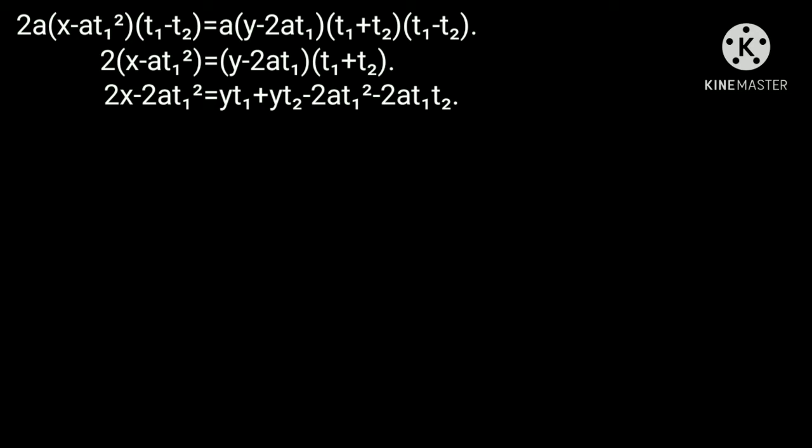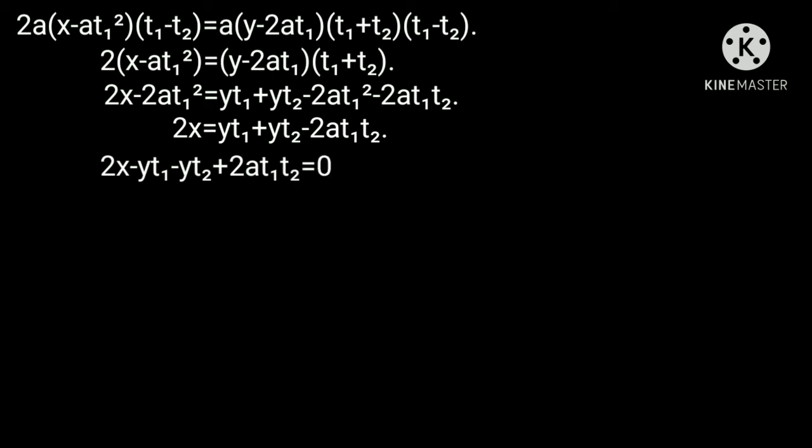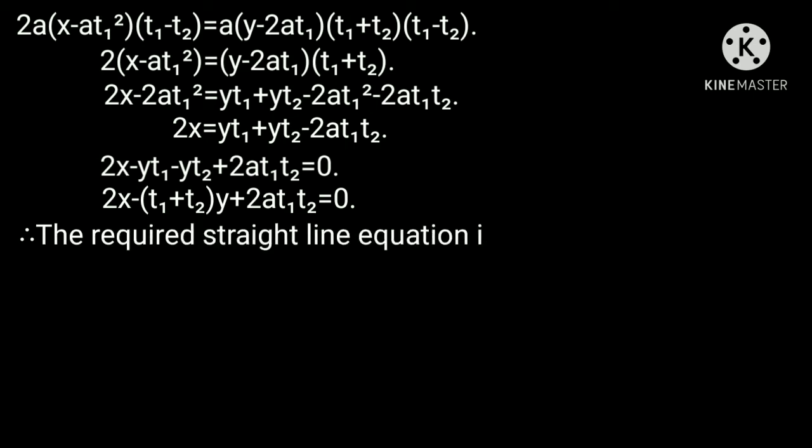After simplification, the above equation becomes 2x equal to y t1 plus y t2 minus 2a t1 t2. Taking all values to one side, we have 2x minus y t1 minus y t2 plus 2a t1 t2 equal to 0. Next, 2x minus (t1 plus t2) into y plus 2a t1 t2 equal to 0. This is the required straight line equation. Therefore, the required straight line equation is 2x minus (t1 plus t2) y plus 2a t1 t2 equal to 0. This is the required problem solution.